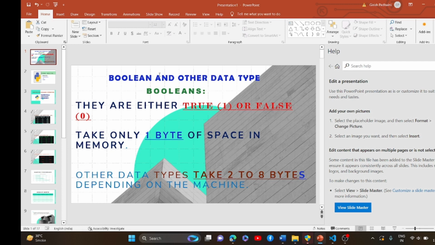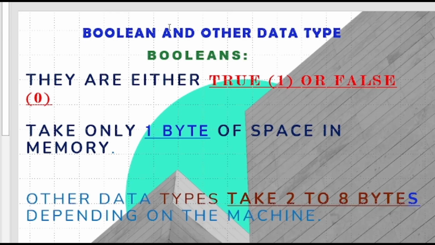What is the Boolean data type? The Boolean data type is basically used to store logical values, that is true and false. It takes only one byte of data to store a logical value. Here, true means 1 and false means 0.